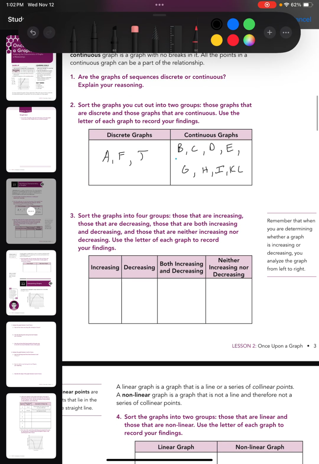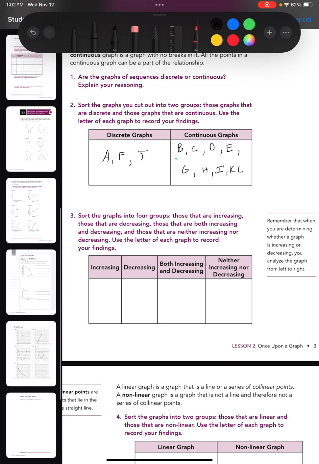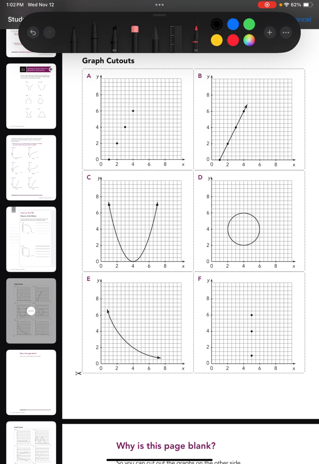Okay, now it wants us to sort graphs into groups by increasing, decreasing, both increasing and decreasing, or neither. So again, if I went back to those graphs, A, for instance, would be increasing. When we say increasing, we're going up from left to right. B would be increasing. Okay, C, we could say increasing and decreasing because it's going down and then back up. Same thing with D, that circle, at different points it's increasing, at different points it's decreasing. E would be decreasing only. F, neither increasing or decreasing. We got a straight vertical line.